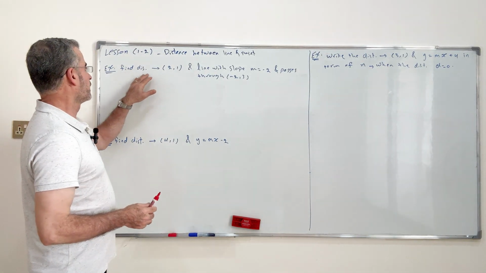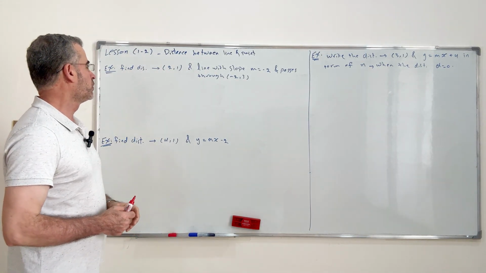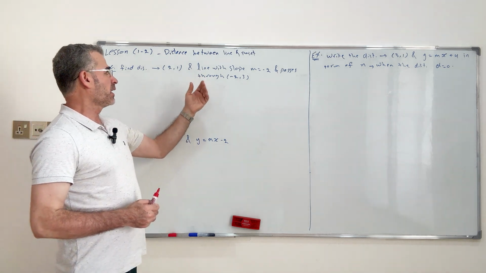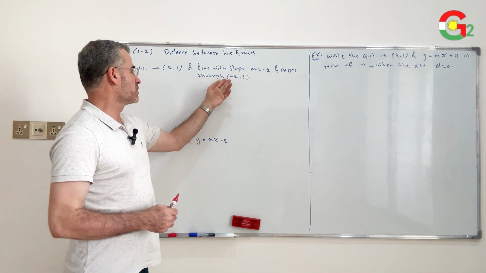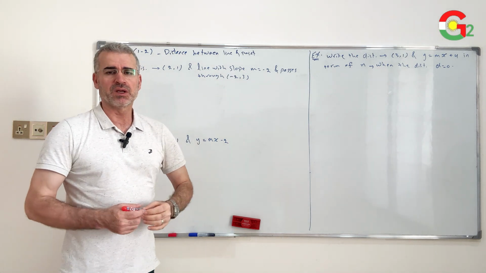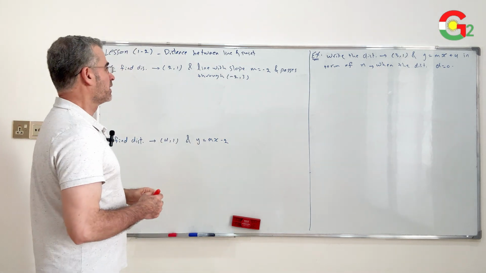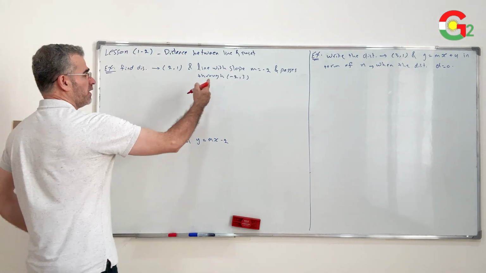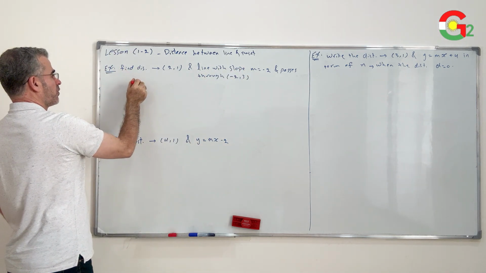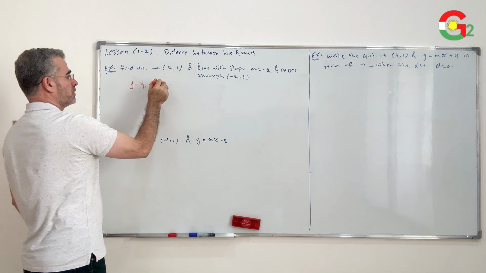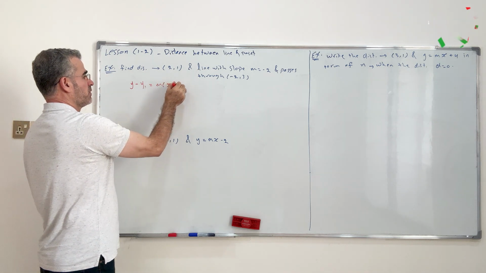Example, find the distance between the point 2, 1 and the line with the slope -2 and passes through the point -2, 3. I must find the equation of the line first. I have the point and the slope. Apply the point slope formula. Y minus y1 equals the slope times x minus x1.